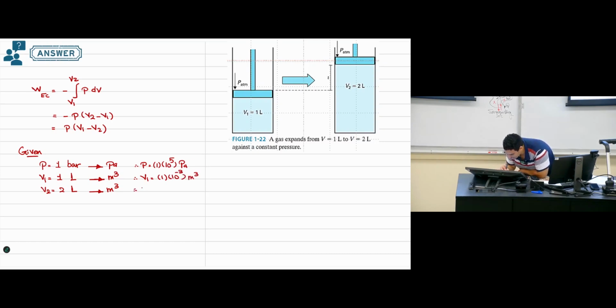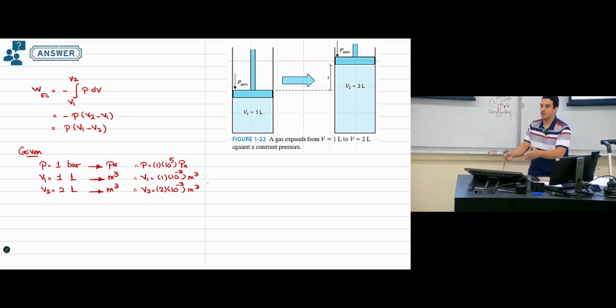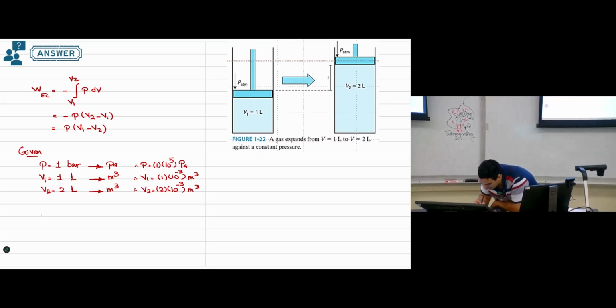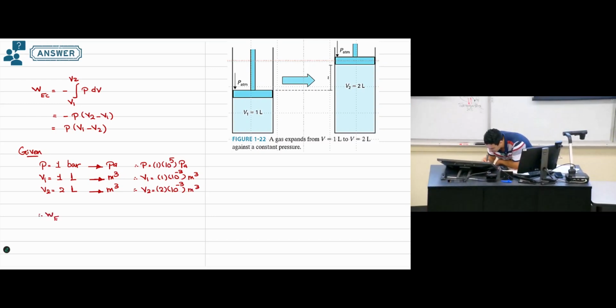And V2 is 2 times 10 to the power negative 3 meter cube. Then I will substitute these numbers here. So now the work of expansion, contraction will be pressure, 10 to the power 5, times V1, which is 1, minus V2, which is 2, all times 10 to the power negative 3. If you calculate this, it will be negative 10 joule. And this is what I have.